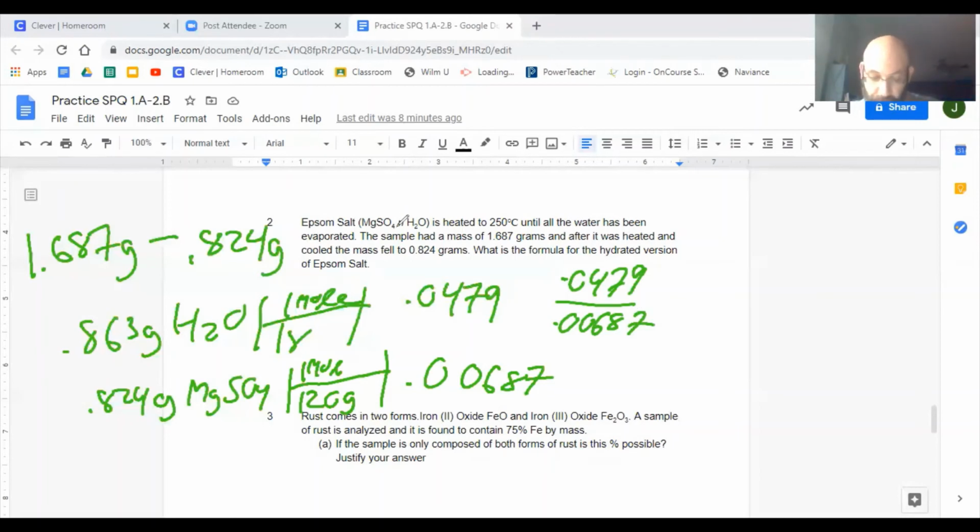And this gets you 6.97, which rounds up to 7. So the formula is magnesium sulfate 7 hydrate, or heptahydrate.